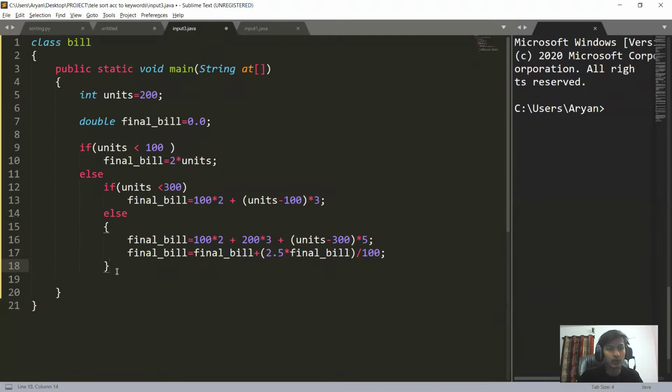Now we'll just print our final bill, System.out.println(finalBill). This point is clear.